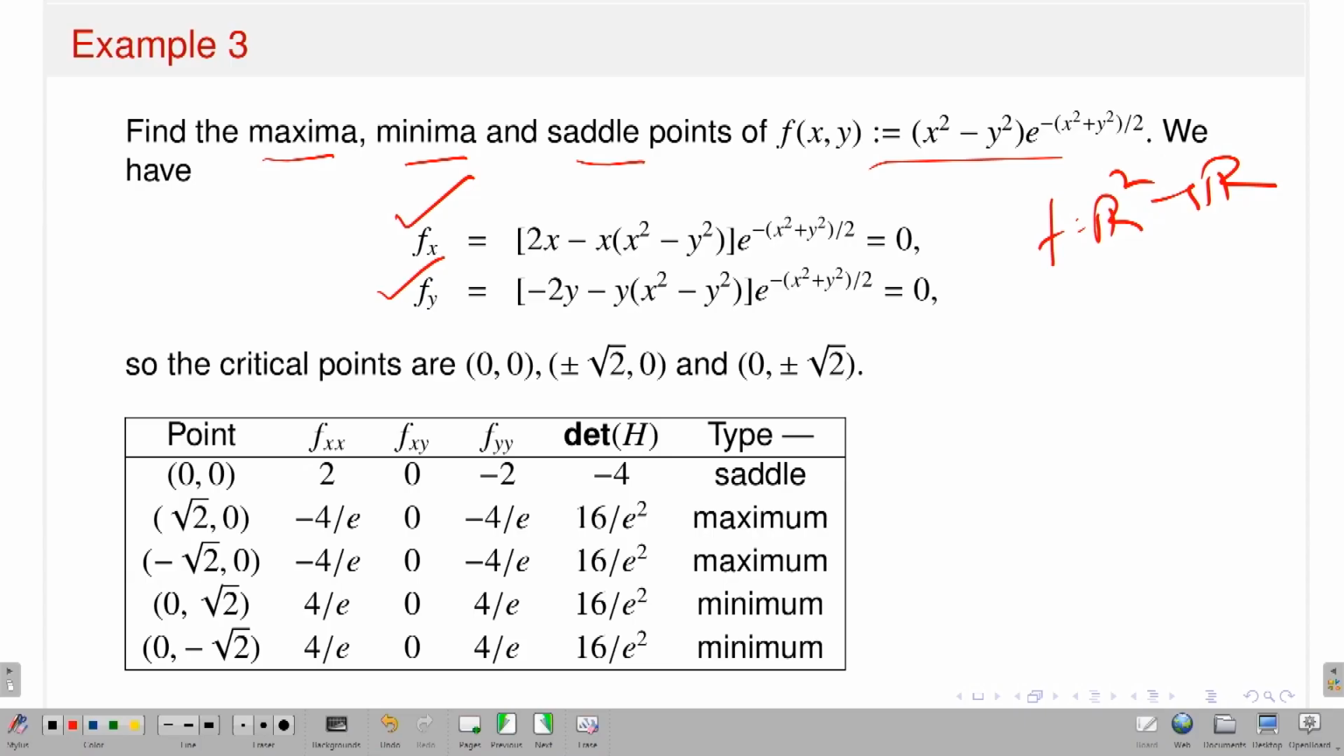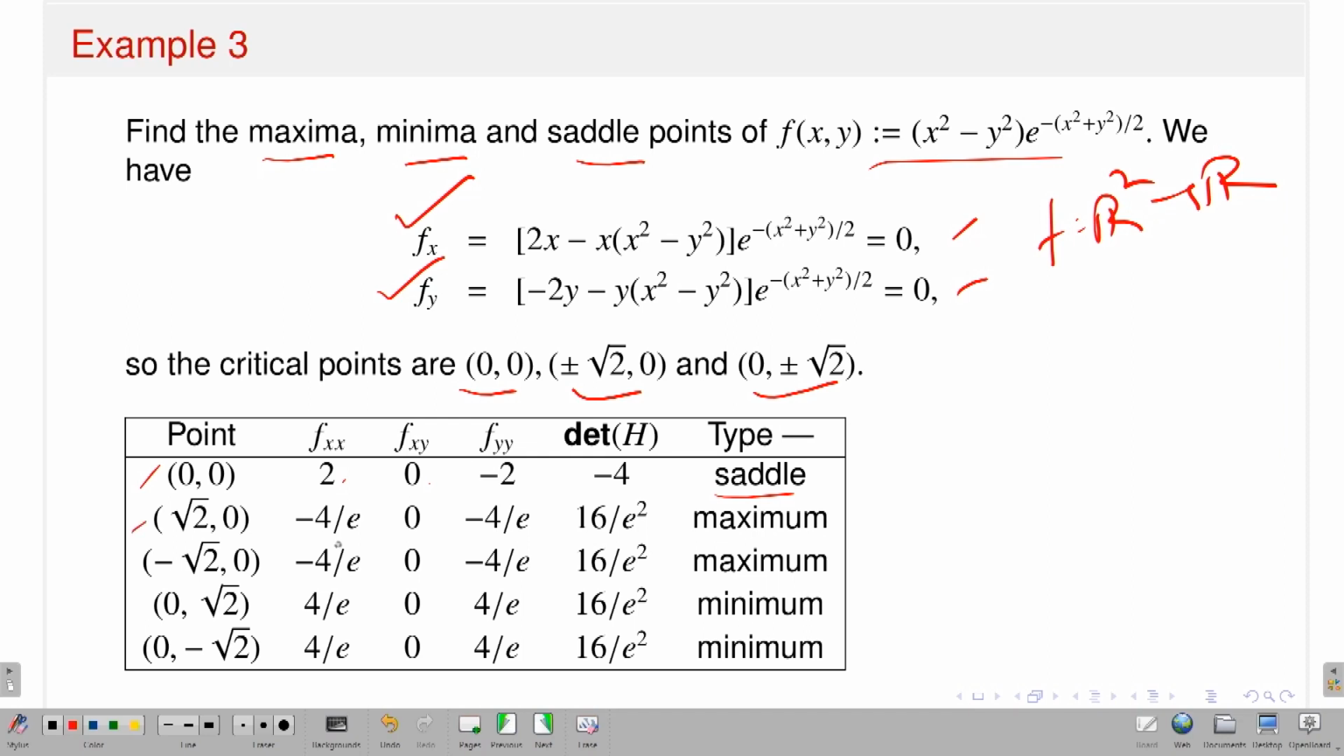So f x is equal to 0, f y is equal to 0. If I have these equations and if you solve them, these are the possible solutions. So how many solutions? 2, 2, 4 plus 1, 5 critical points are there. And you have to check the nature of the Hessian matrix at those points. At the point (0, 0), the value of f x x is 2, 0, minus 2, and hence the determinant is negative. So therefore it is a saddle point.